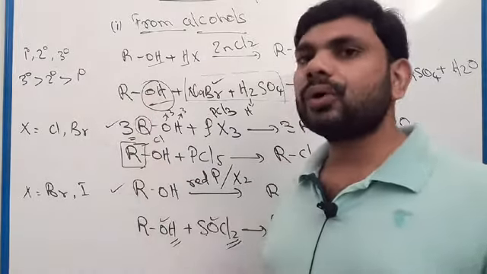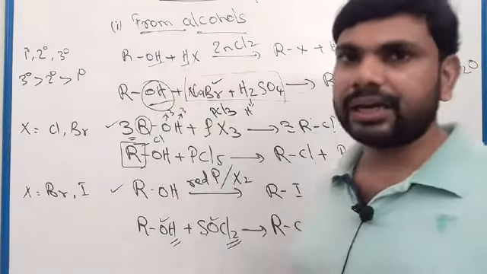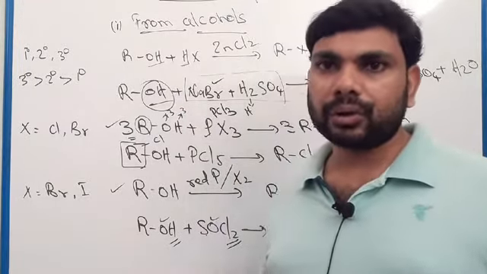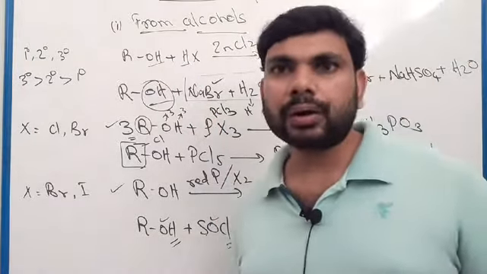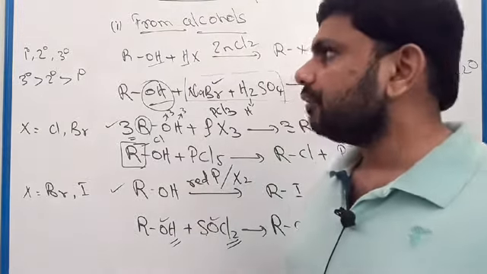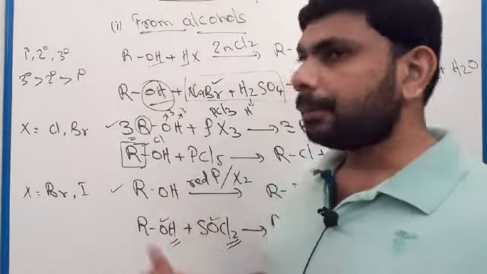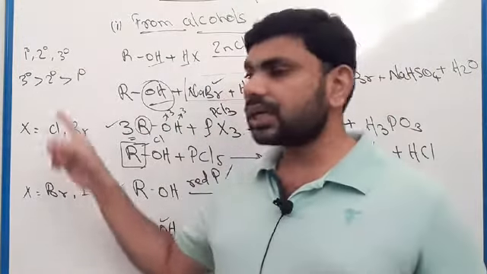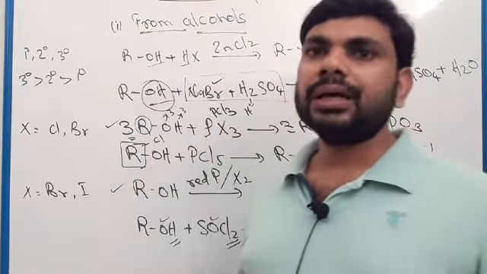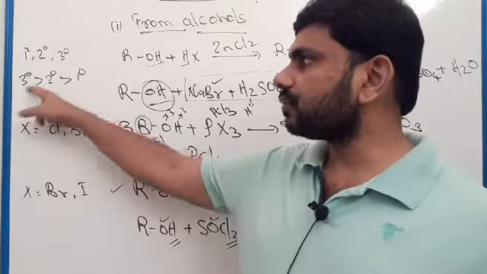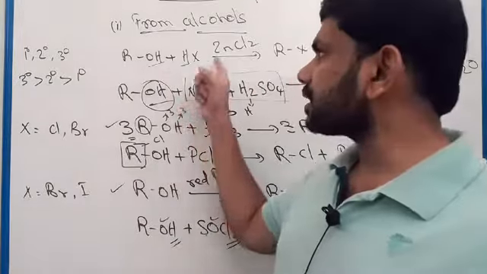First one, alcohol reacted with hydrogen halide. You can choose chlorine, bromine or iodine. Hydrogen halide reacted with alcohol in presence of zinc chloride produces alkyl halide. We can use primary, secondary or tertiary alcohol by this method. But the order of reactivity: tertiary alcohol is more reactive than secondary alcohol, than primary alcohol. Tertiary alcohol is more reactive during this chemical reaction.